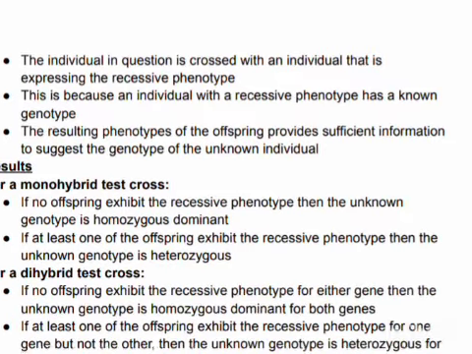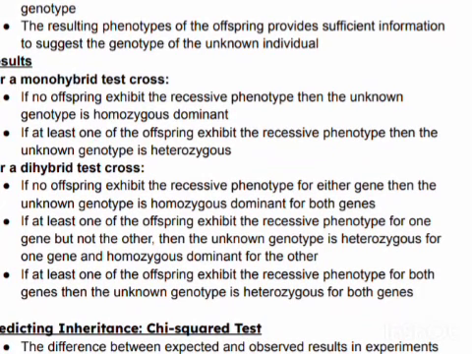And for the results, we didn't yet discuss the dihybrid test cross. If no offspring exhibit the recessive phenotype for either gene, then the unknown genotype is homozygous dominant for both genes. If at least one of the offspring exhibits the recessive phenotype for one gene, then the unknown genotype is heterozygous for one gene and homozygous dominant for the other.